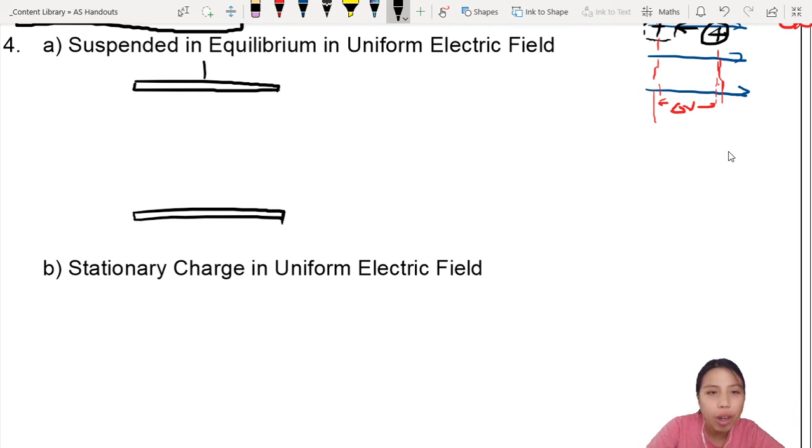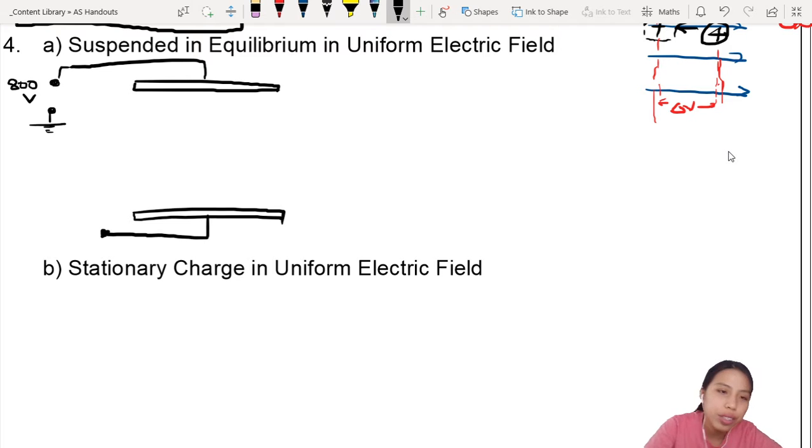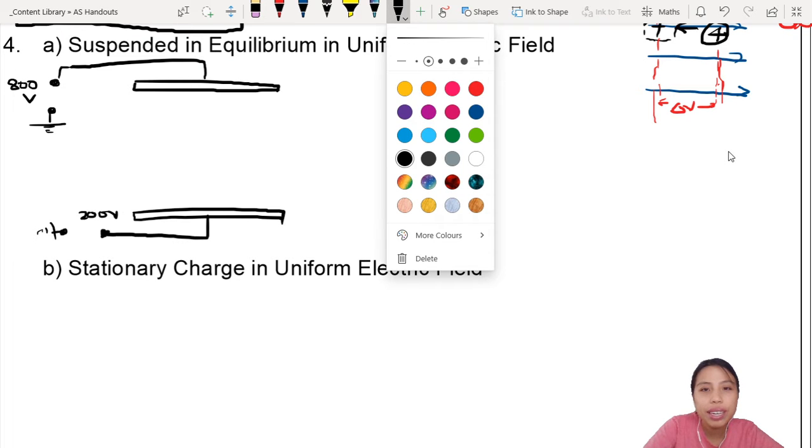Let's say I connect the top plate to 800 volts, and that 800 volt supply connects to ground. Ground means 0. Then the bottom plate I connect to another power supply, let's choose 200 volts, which also connects to ground. So the potential difference will be 800 minus 200 between the first plate and the second plate. Now that we have a potential difference, we have an electric field. Yay.